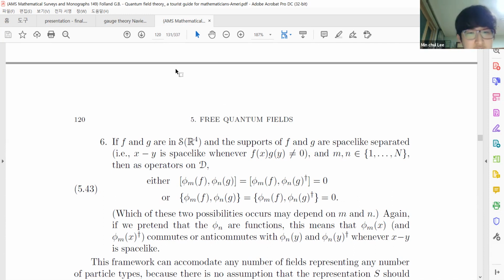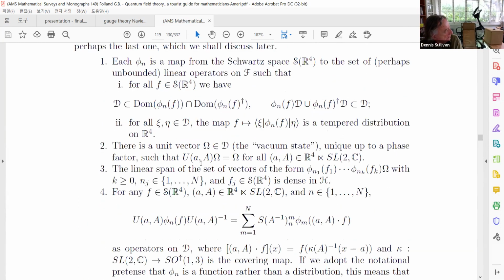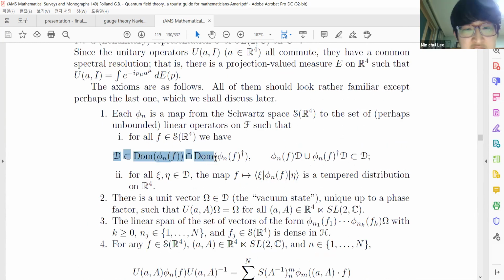Okay. So I see the domains, they have a common domain. Yes. As the first axiom points out, all have the common domain.